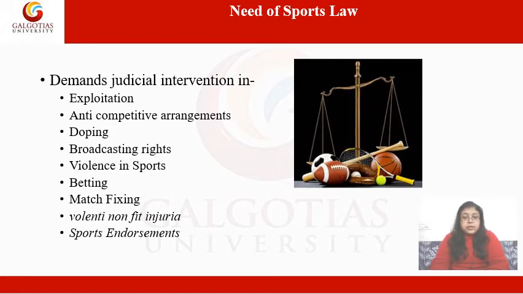Then there is a very famous concept called betting and match fixing, which is involved in different kinds of sports, especially in cricket. And that can be stopped if we have proper laws for that. Then we have sports endorsements, and there are sports sponsorships also.